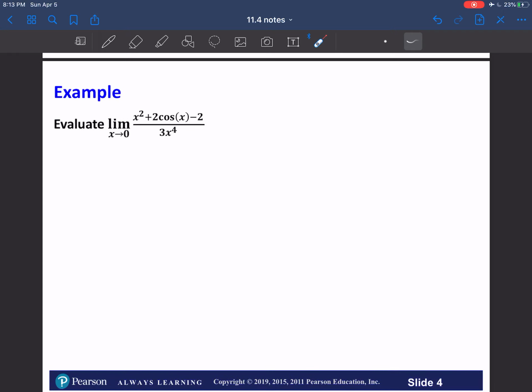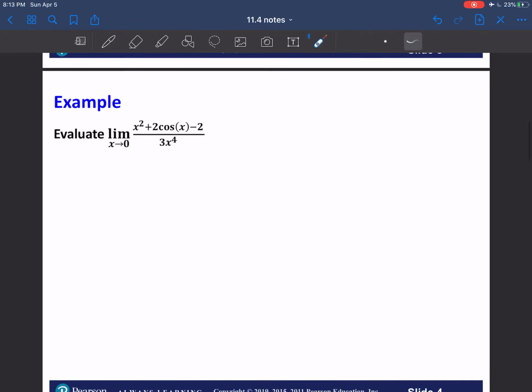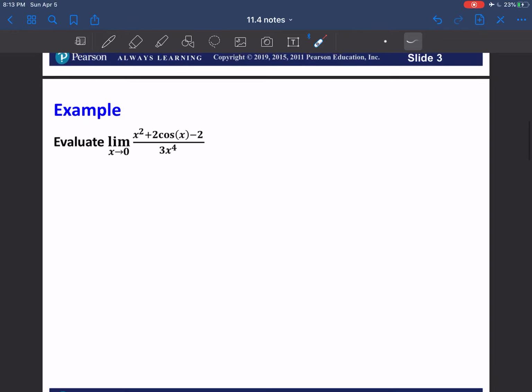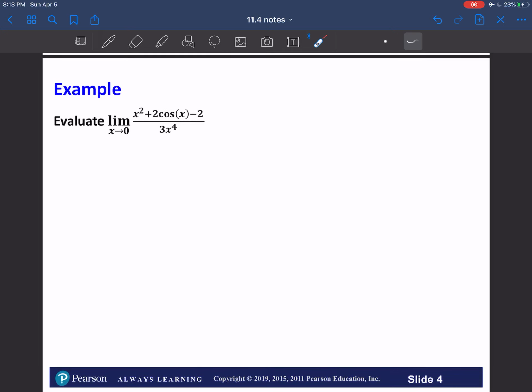So let's do an example. Suppose that we're trying to evaluate the limit as x approaches 0 of x squared plus 2 cosine of x minus 2, all over 3x to the fourth. Alright, so one thing that we know is that cosine of x has a Taylor series expansion around 0. Specifically, it has a Maclaurin series. Remember that a Taylor series expansion around 0 is just the same thing as a Maclaurin series.